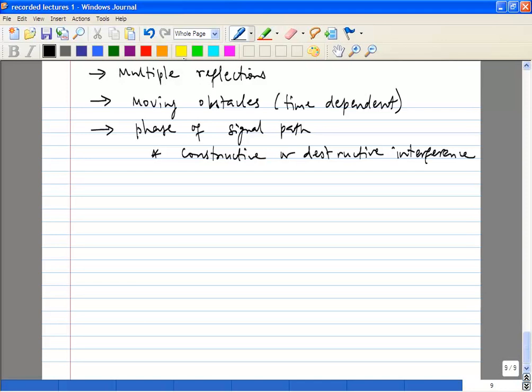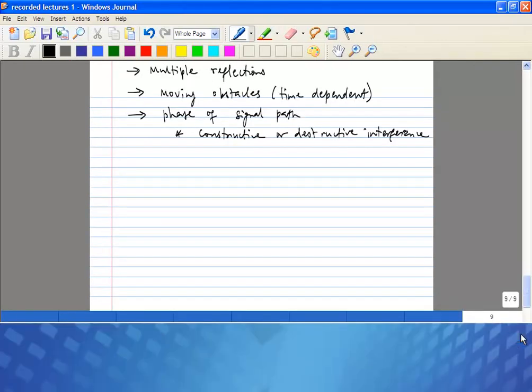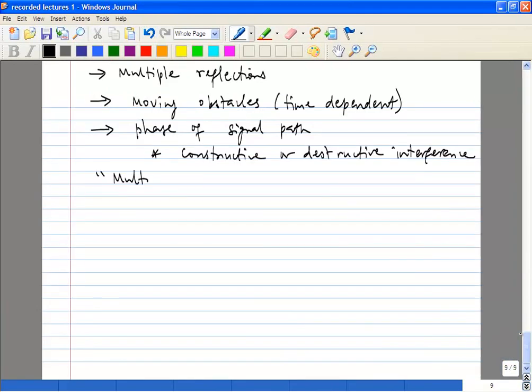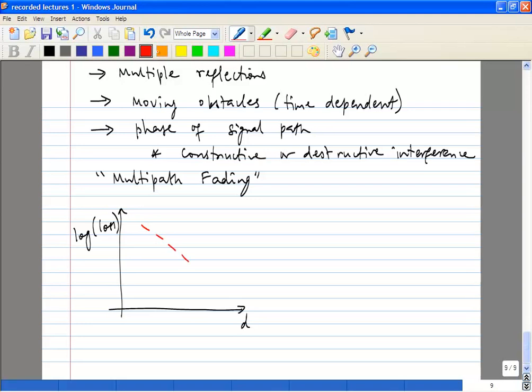If you take into account all of these, you get a phenomenon called multipath fading. So if you look at the log of your power loss versus the distance, you have a certain ideal slope of 4. But your real signal could do something like this. This is your actual loss. So the slope of 4 is just an empirical quantity.